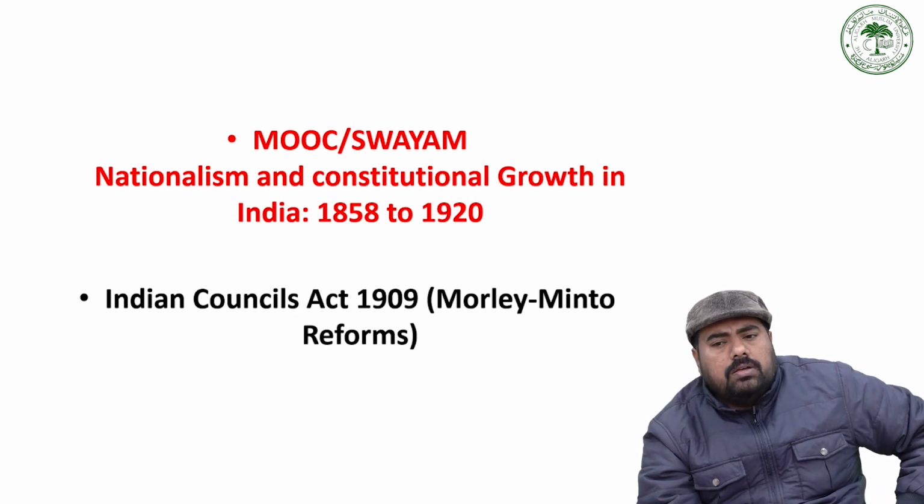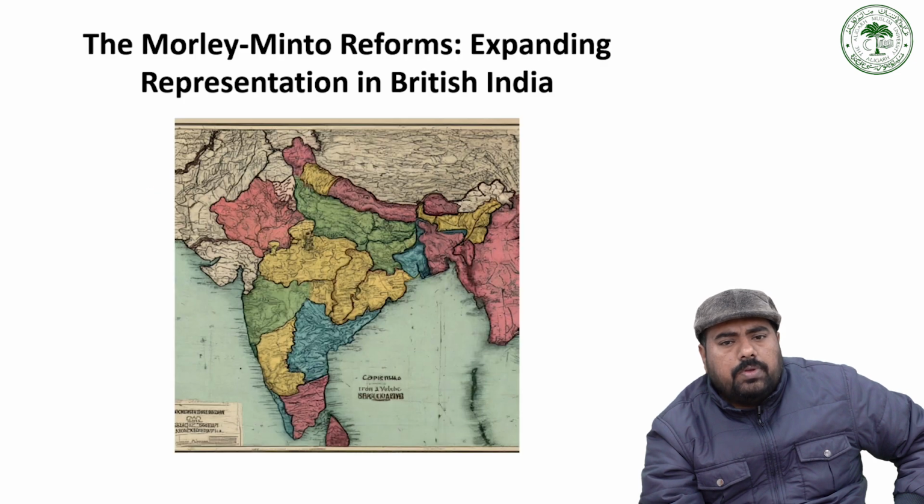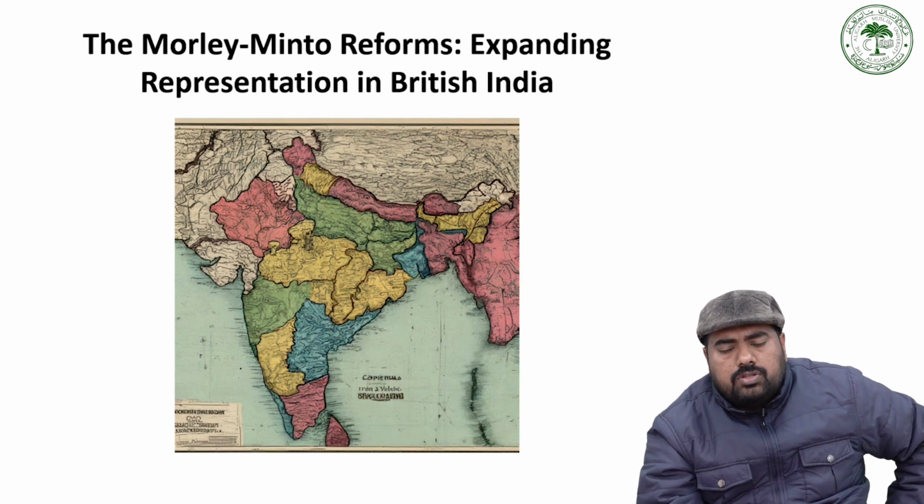Especially the Shimla deputation: a group of elite Muslims led by Aga Khan met Lord Minto in 1906 and placed their demand for a separate electorate for the Muslims. John Morley, who was a member of the Liberal government, wanted to make positive changes in India's governance. So let us see the key features of the act.